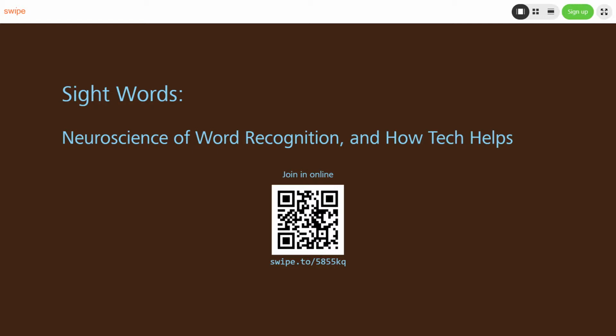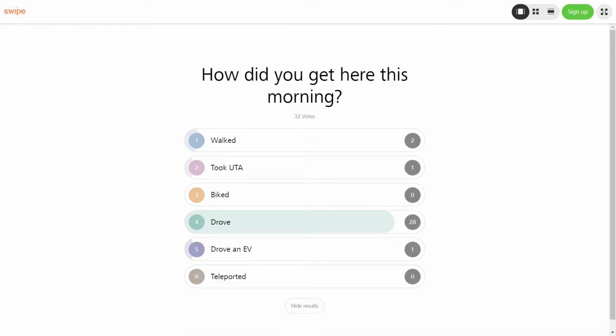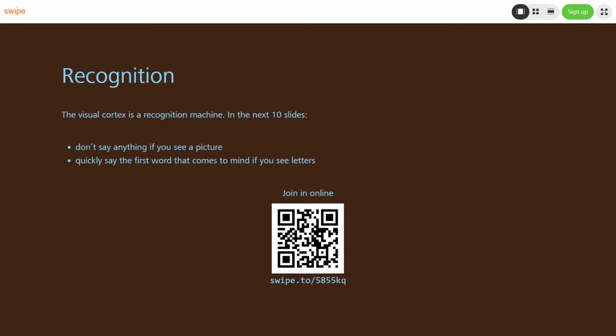If we have time afterwards, I can tell you about Swipe 2. This is a great little piece of technology, a little slide presentation I can control with my phone here. But as you join, go ahead and take part in this poll right here. We have someone who walked. Did you walk more than 5 blocks from the hotel? Great. Took UTA. Wow. I'm going to give away a book to whoever took UTA. Okay, we might come back to that later.